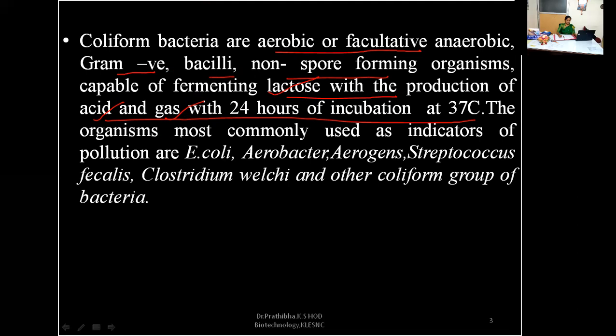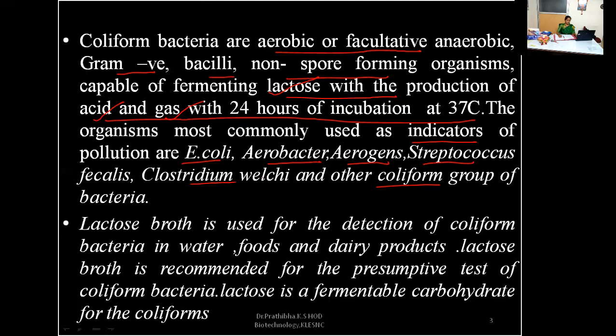The organisms most commonly used as indicators of pollution are E. coli, Aerobacter aerogenes, Streptococcus faecalis, Clostridium welchii, and other coliform group bacteria. So these are some of the examples most commonly used as pollution indicators.